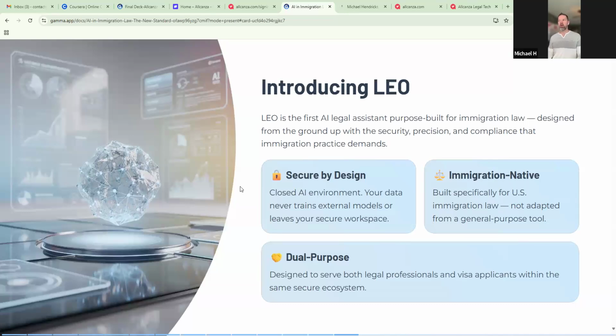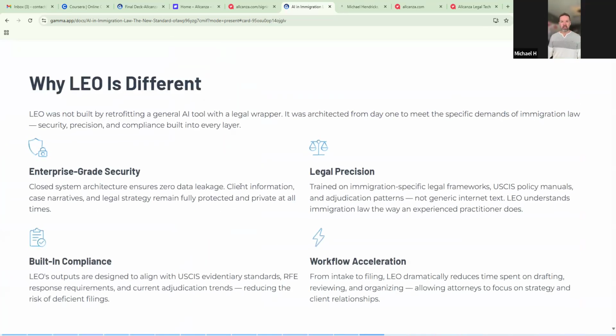But it's the first one that we know of that is specifically built as closed-loop, manually curated, encrypted AI for immigration law. So it's built from the ground up with security, precision, compliance, and practice demands, including, for instance, all the case law from the 1800s all the way to today, from the Supreme Court down through the published opinions for local federal courts, which don't have much validity, but the BIA does and the AAO does. So secure by design, immigration native, and dual purpose, designed to serve both legal professionals and visa applicants in the same secure ecosystem.